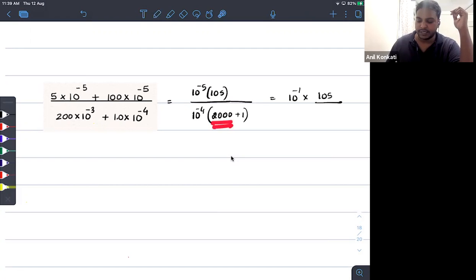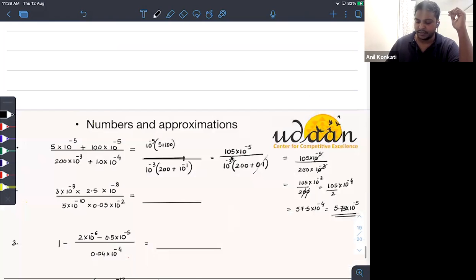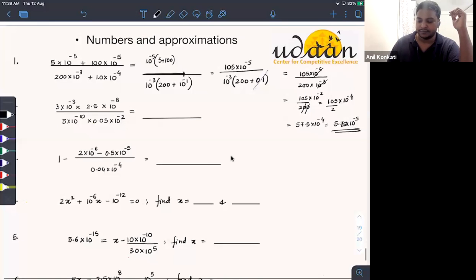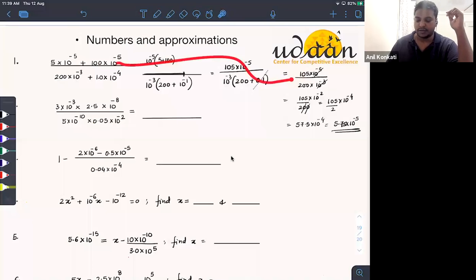2001. Now, compared to 2000, how small a number 1 is, right? So you can ignore this 1. Because you can ignore that, you'll get this as 2000. So again, you'll have this as 105 by 2 into 10 raised to power of minus 4. So we got the same thing again. Clear? Make a note, everybody. Please write it down, how to approximate it.